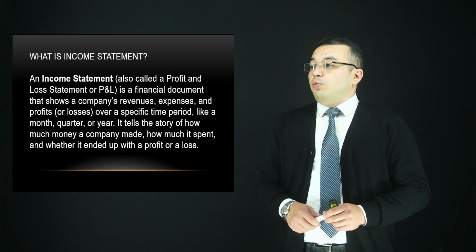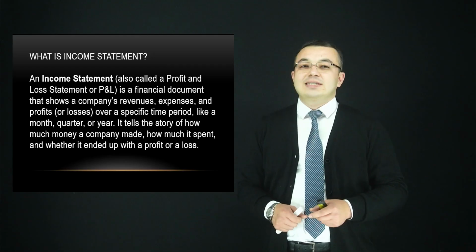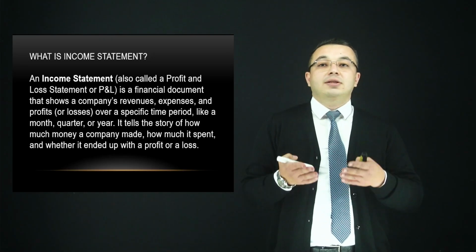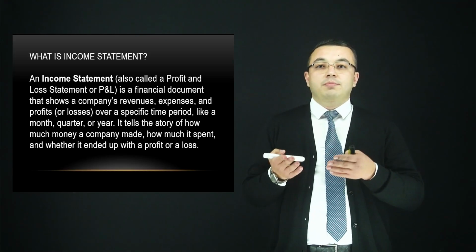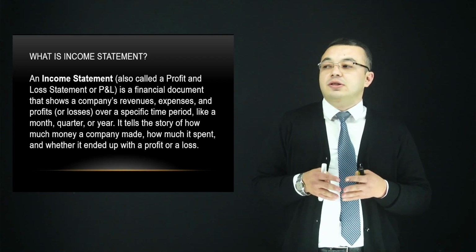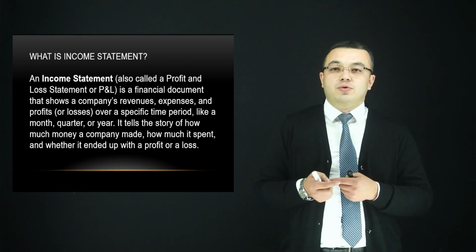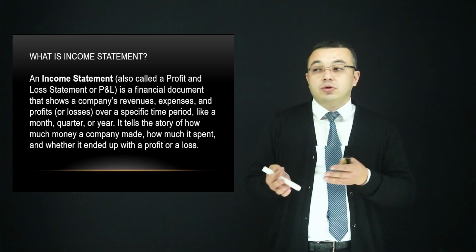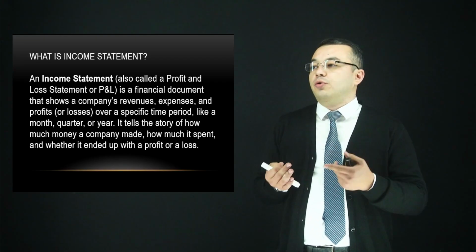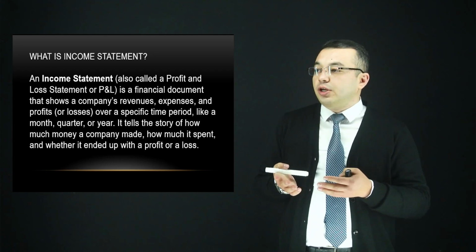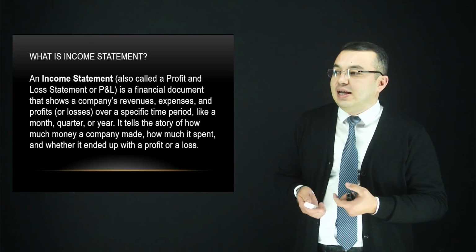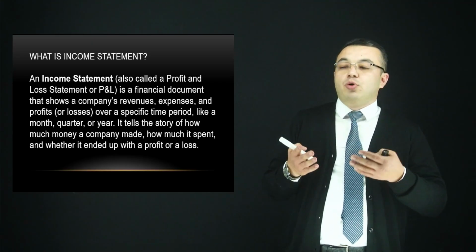First of all, we have to understand what the income statement is. An income statement, also called profit and loss, or P&L, is a financial document that shows a company's revenue, expenses, and profit or loss over a specific time period like months, quarter, or year. It tells the story of how much money the company made, how much it spent, and whether it ended with a profit or a loss.